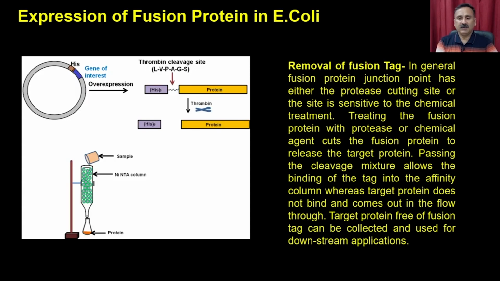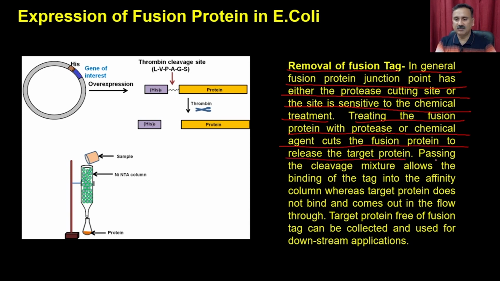How are you going to remove the fusion tag? In general, the fusion tag junction point has either a protease cutting site or a site that is sensitive to chemical treatment. Treating the fusion protein with the protease or the chemical agent cuts the fusion tag to release the target protein. Passing the cleavage mixture through an affinity column allows the tag to bind, whereas the target protein does not bind and comes out in the flow through. The target protein, free of fusion tag, can be collected and used for downstream applications.